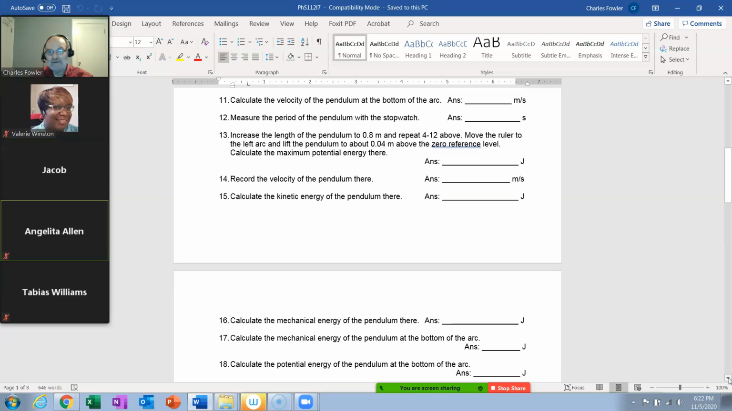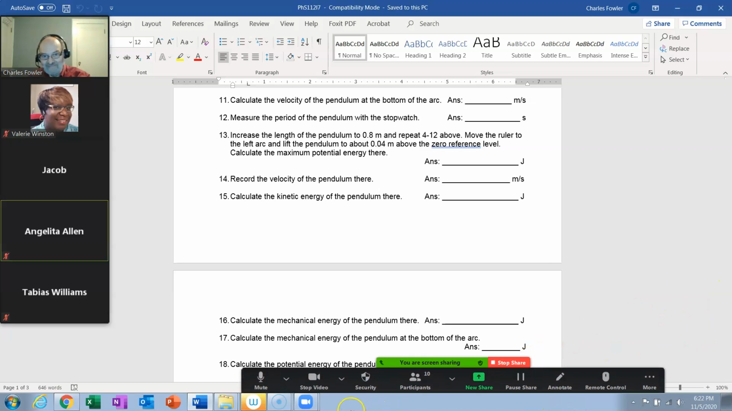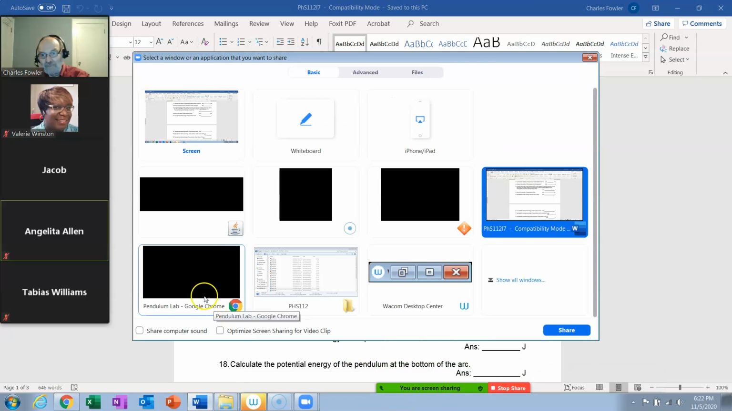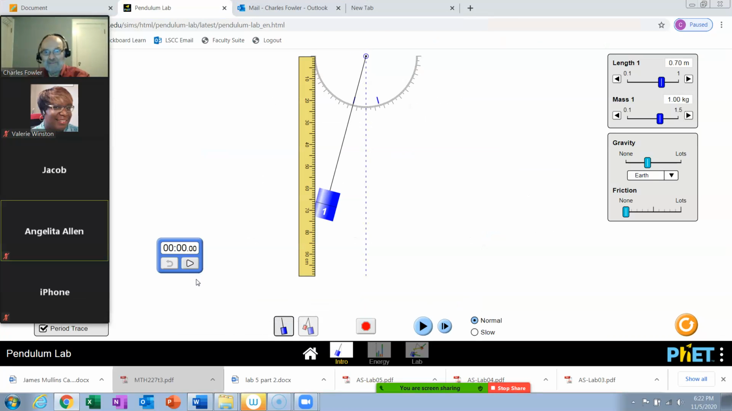Okay. Now, the next part really requires more art than science, okay? So for right now, I'm going to leave it unplugged. And let's go to the screen share. Okay, we'll go back to the pendulum lab. Now, what we're going to try to do here, and this is where the art comes in, I'm going to start the pendulum pendulating, okay? So let's start it happening, and you see the trace comes on.